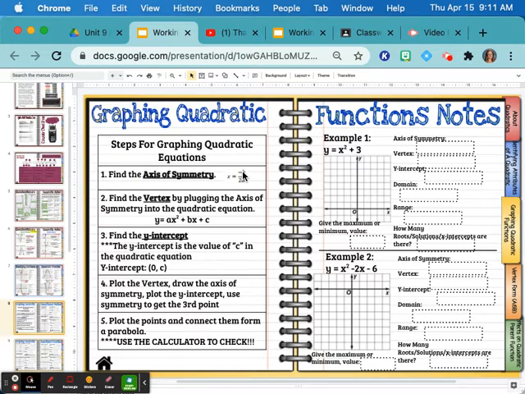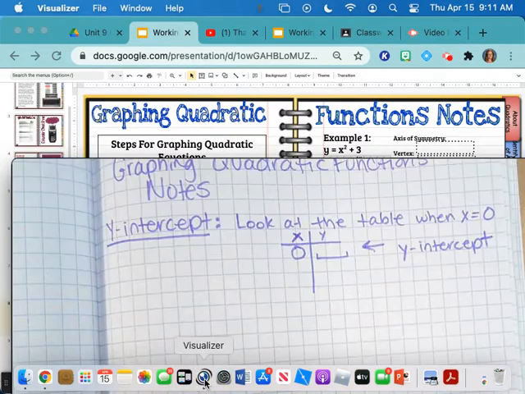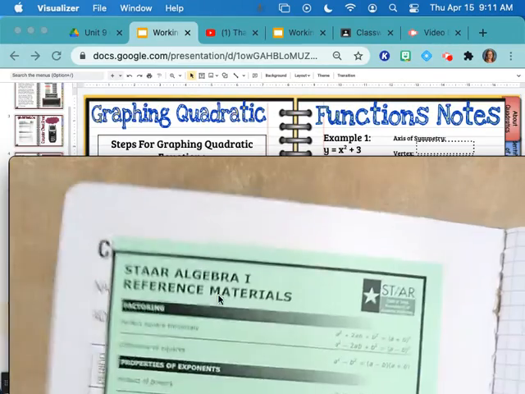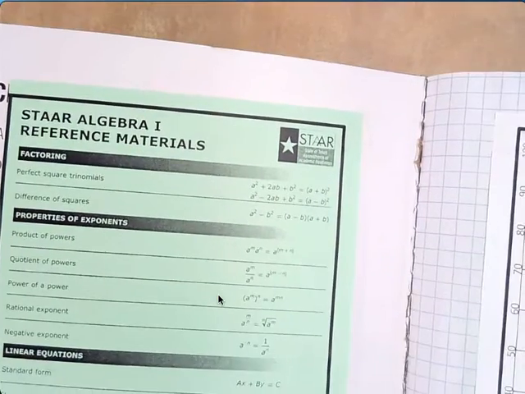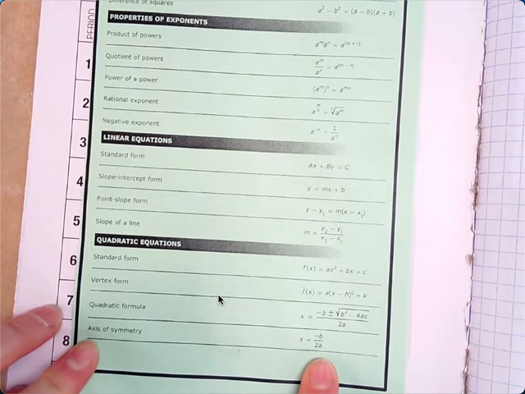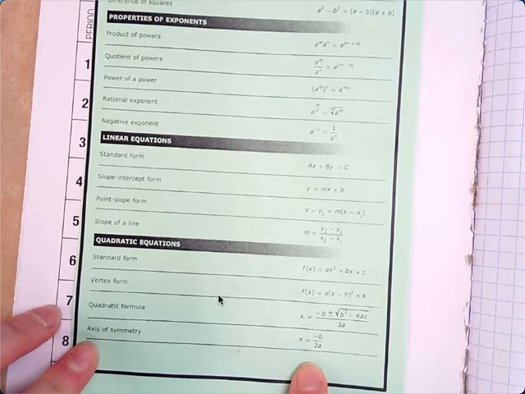The first thing you would want to find is your axis of symmetry. And that is using the formula x equals negative b over 2a. In our formula chart, you won't have to memorize that formula because we have it right here. It's the very last formula on your formula chart, negative b over 2a. You can easily find your axis of symmetry by using that.